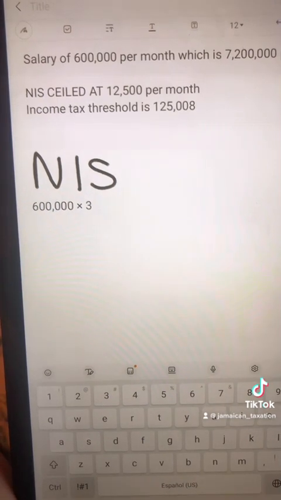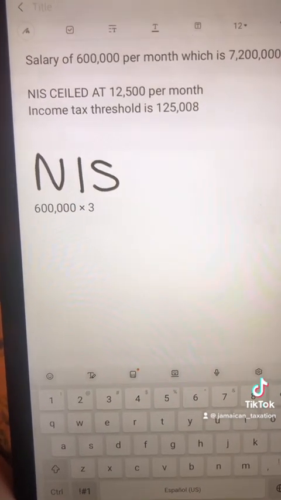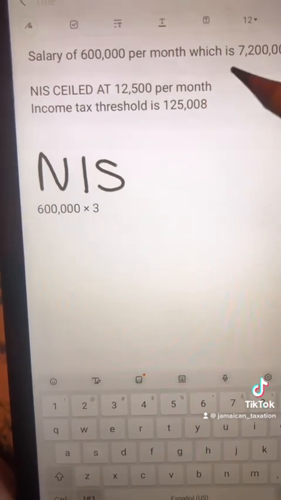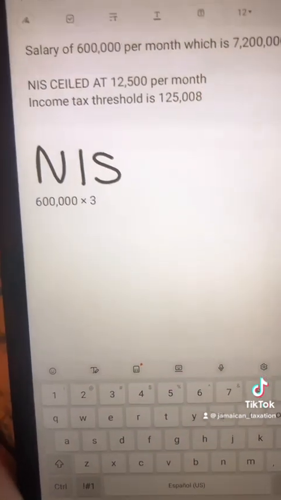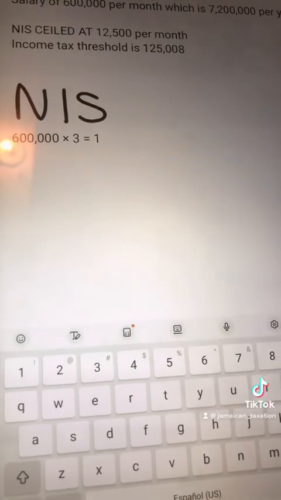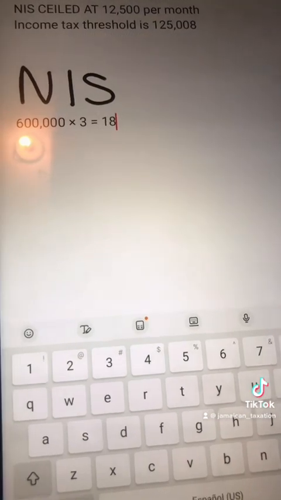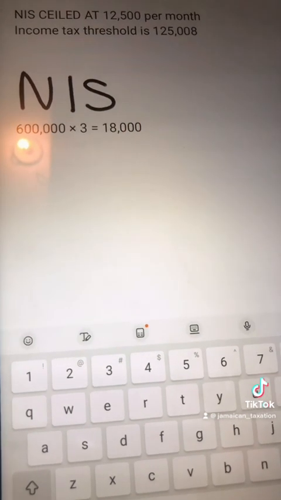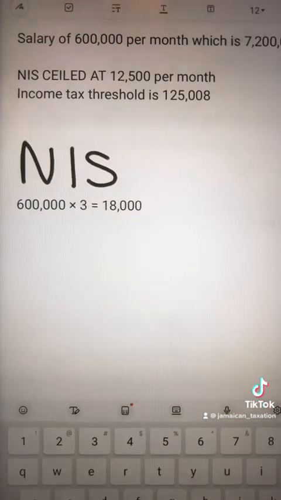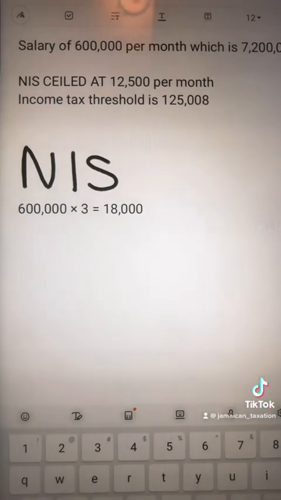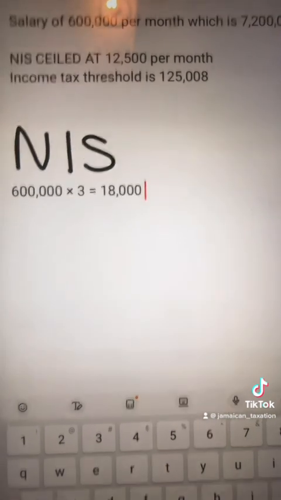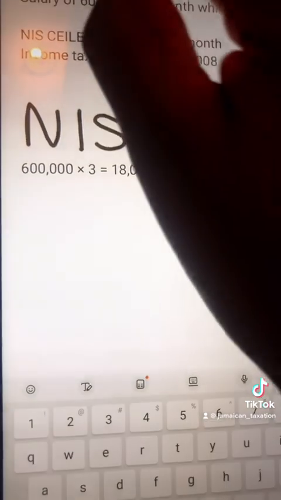$125,008 per month, right? So the first thing that we do is to find the NIS. And as I said earlier, NIS is sealed at $12,500 per month. So if you check $600,000 times 3%, you'll get $18,000. However, with the ceiling, NIS would be sealed at $12,500, right?